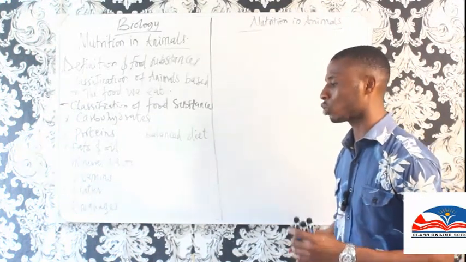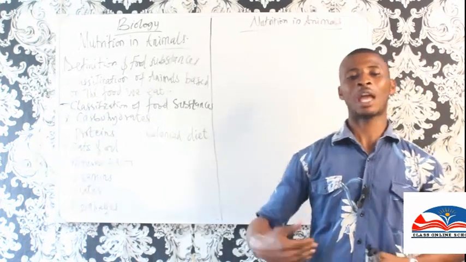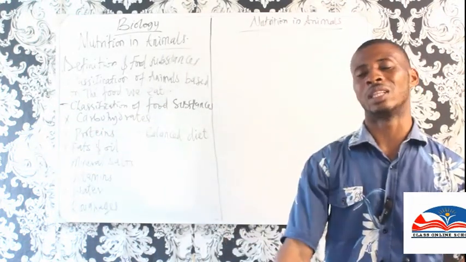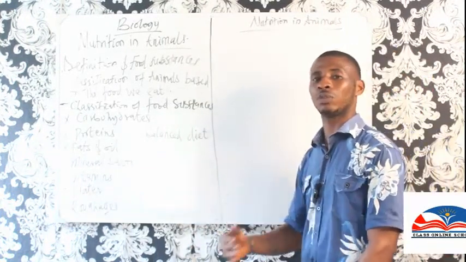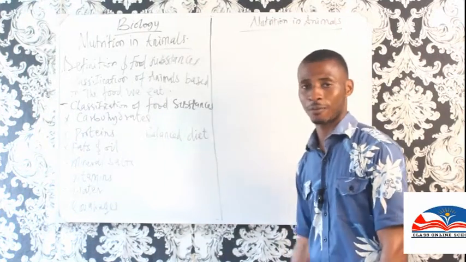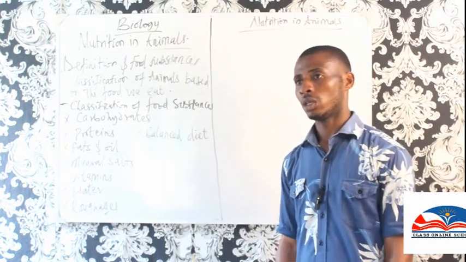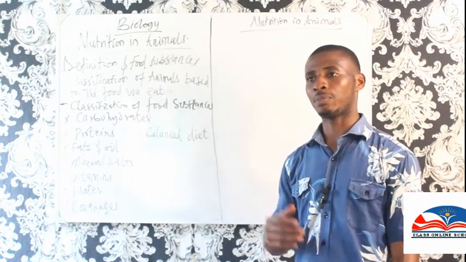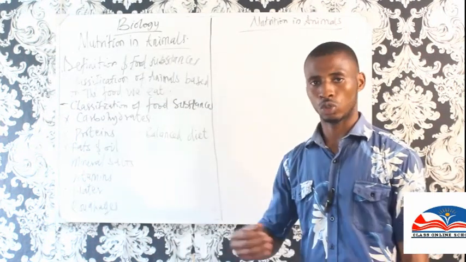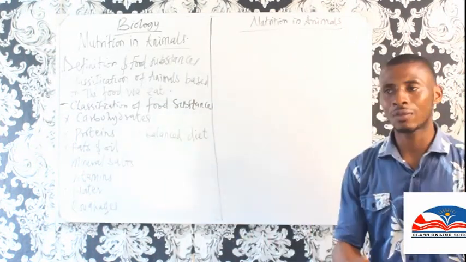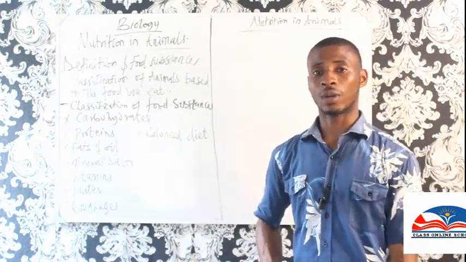Alright, now from autotrophs we have heterotrophs. Heterotrophs depend on already made food from the plants to survive. In heterotrophs, we have herbivores. Herbivores are animals that rely on plants and leaves to survive. We have carnivores. Carnivores are organisms that feed on flesh.